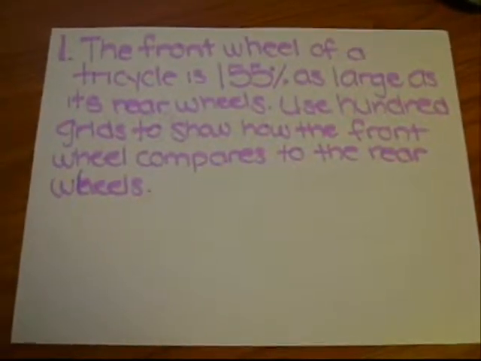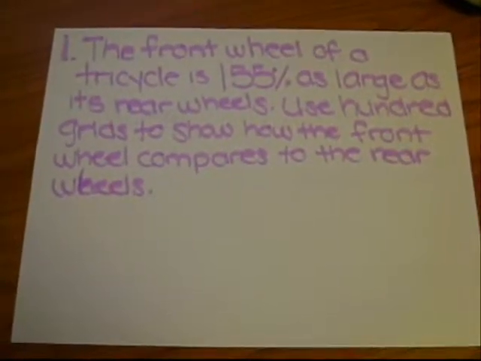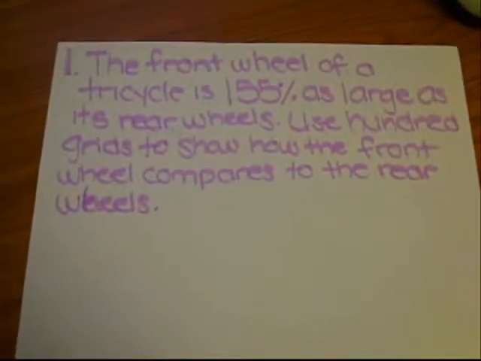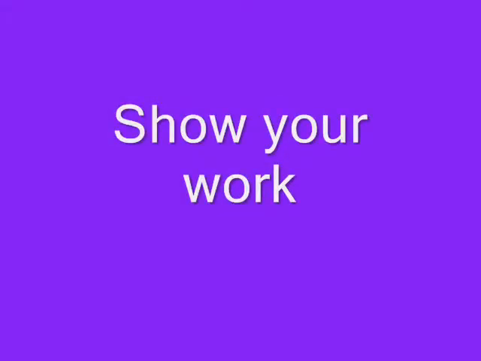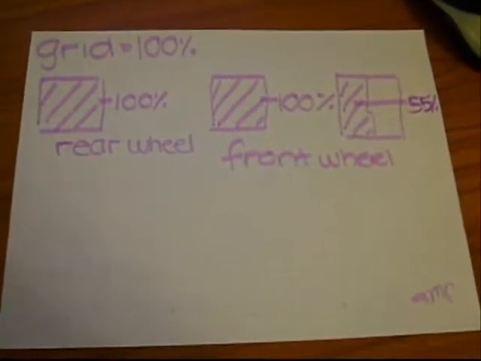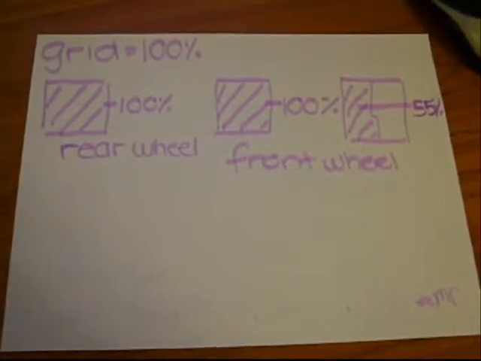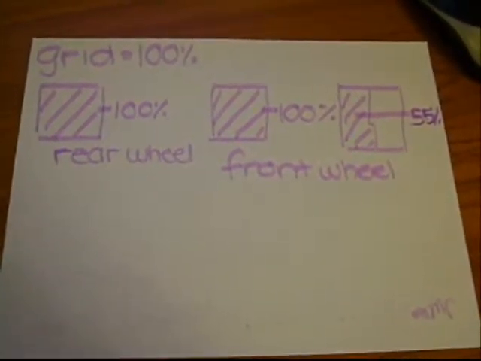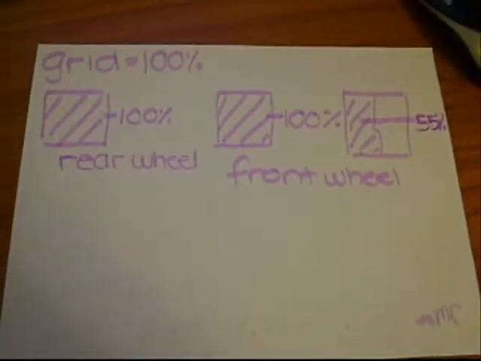The front wheel of a tricycle is 155% as large as its rear wheels. Use 100% grids to show how the front wheel compares to the rear wheels. Since the grid is out of 100%, the rear wheel is one full grid, and the front wheel is one full grid and 55% of another 100% grid.